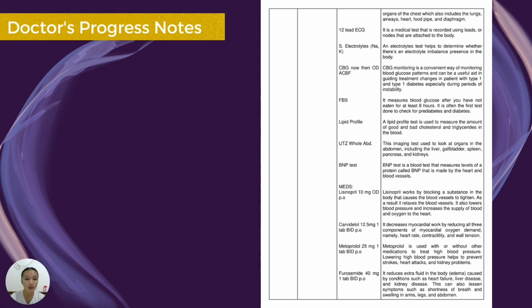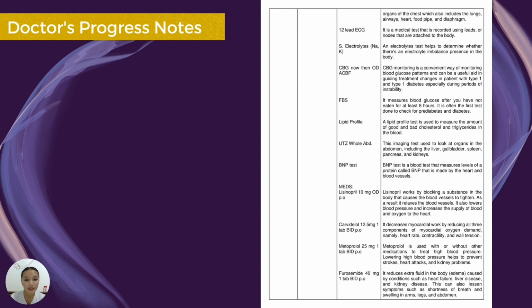Now, for the UTZ whole abdomen, or the ultrasonography of the whole abdomen of the patient, this is used to look at the organs in the abdomen, including the liver, the gallbladder, the spleen, the pancreas, and the kidneys of our patient. Now, for the BNP test, or the brain natriuretic peptide, is a blood test that measures levels of a protein called BNP that is made by the heart and the blood vessels.